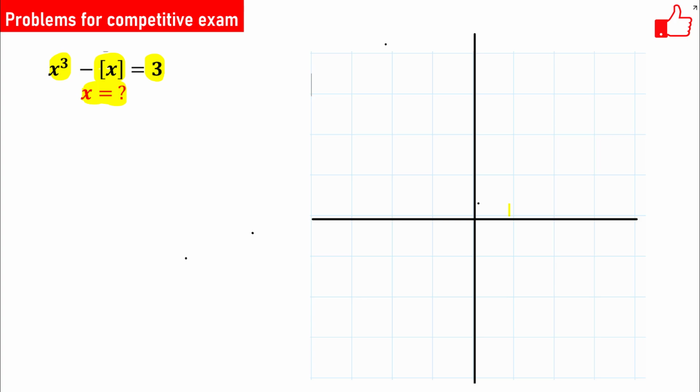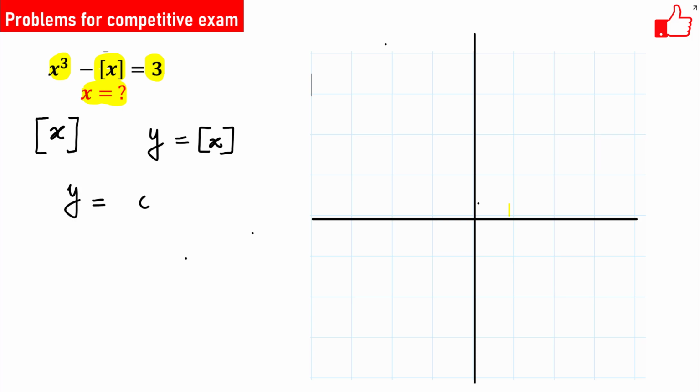Now if you remember, this symbol is used for greatest integer. So if I write something inside this symbol, for example, this is called greatest integer x. Now to solve this problem, you must know what is the plot of this function. So let us say I consider y equals greatest integer x. Now this function is defined something like this.